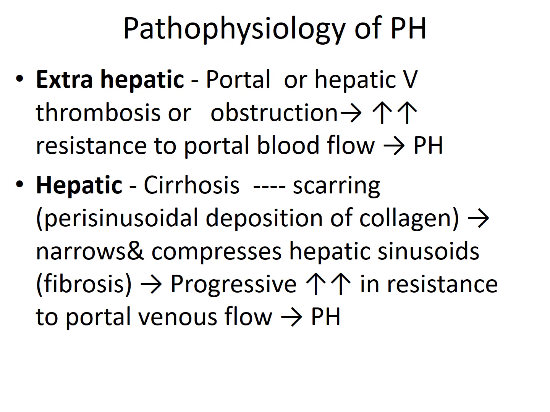Whereas in the hepatic causes, the first problem occurs in the hepatocyte before it involves the vessel. So there is cirrhosis, which leads to scarring. Perisinusoidal deposition of collagen is there. So this scarring leads to narrowing and compressing of the hepatic sinusoids. Fibrosis occurs, which compresses, so there is a progressive increase in the resistance to the portal venous flow, ultimately leading to portal hypertension.